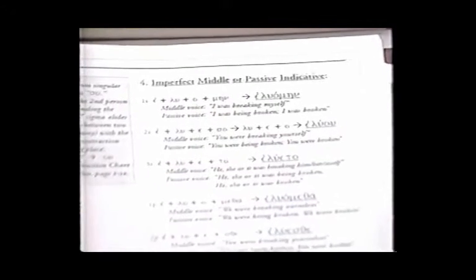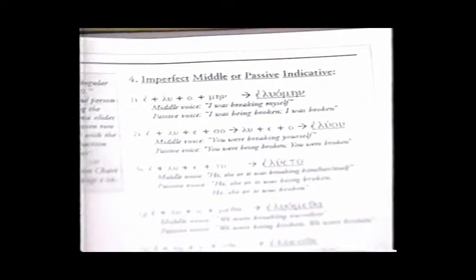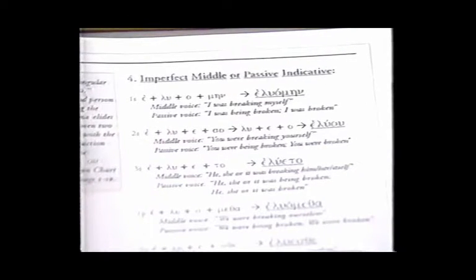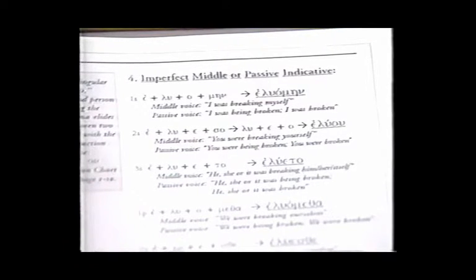Let's now look at the imperfect middle or passive. The imperfect will use the secondary set of endings, the second set of middle passive endings. And the imperfect is always a past time tense. So what will we find in front of each verb form? A temporal augment, or you could simply say an augment to show past time.